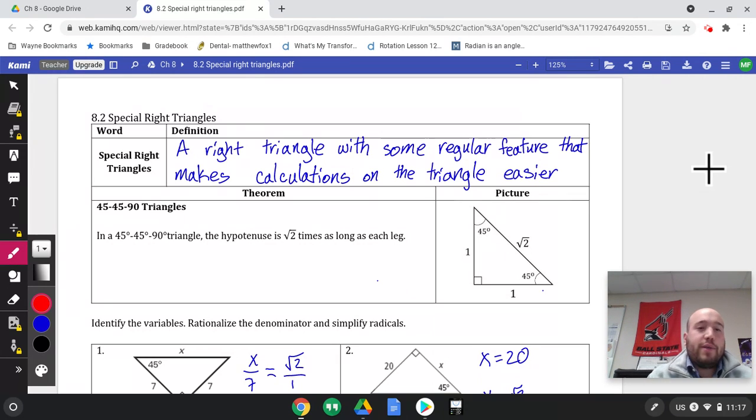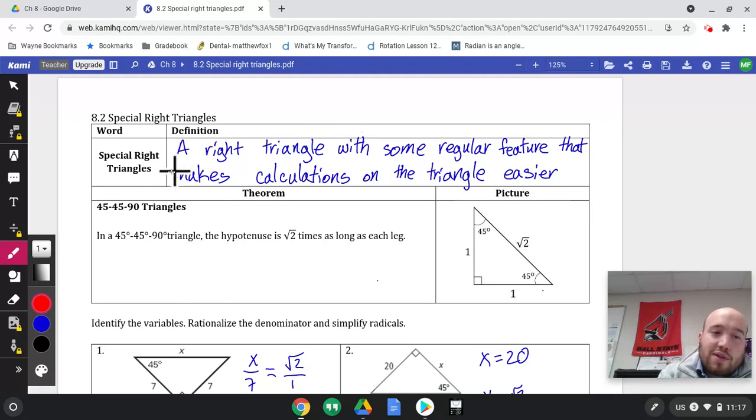Yesterday we began talking about special right triangles. If you haven't watched the video from yesterday, please go back and do that. Once again, a special right triangle is some sort of right triangle with a regular feature that makes calculations on this triangle easier for us.